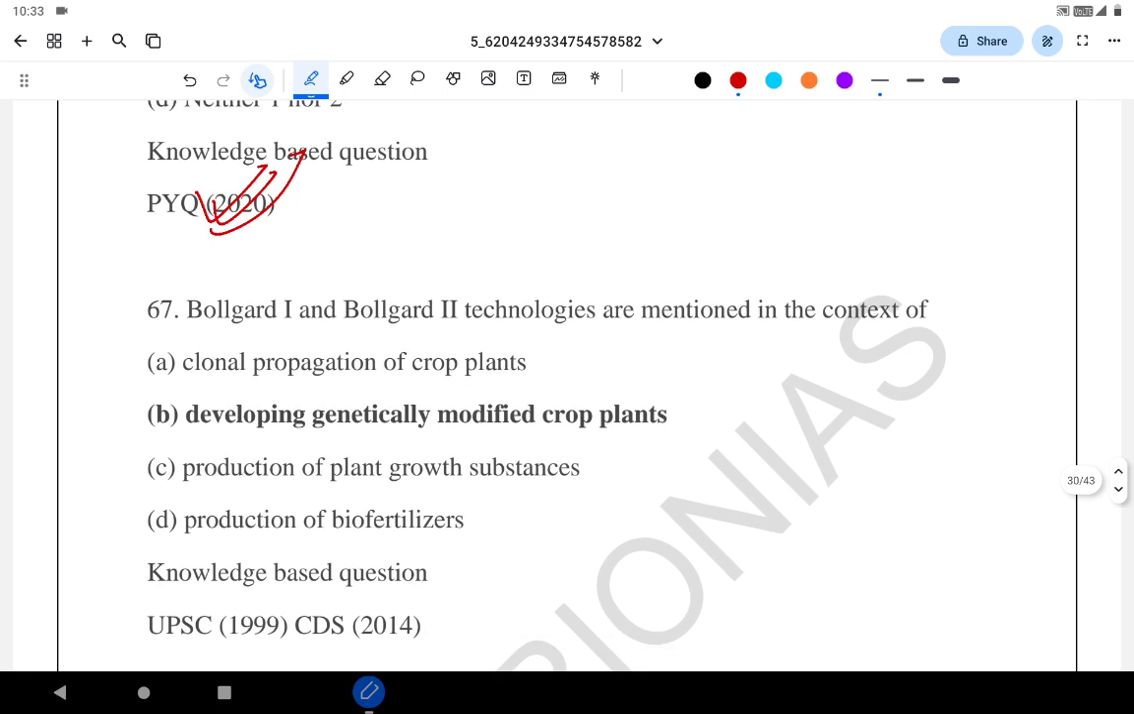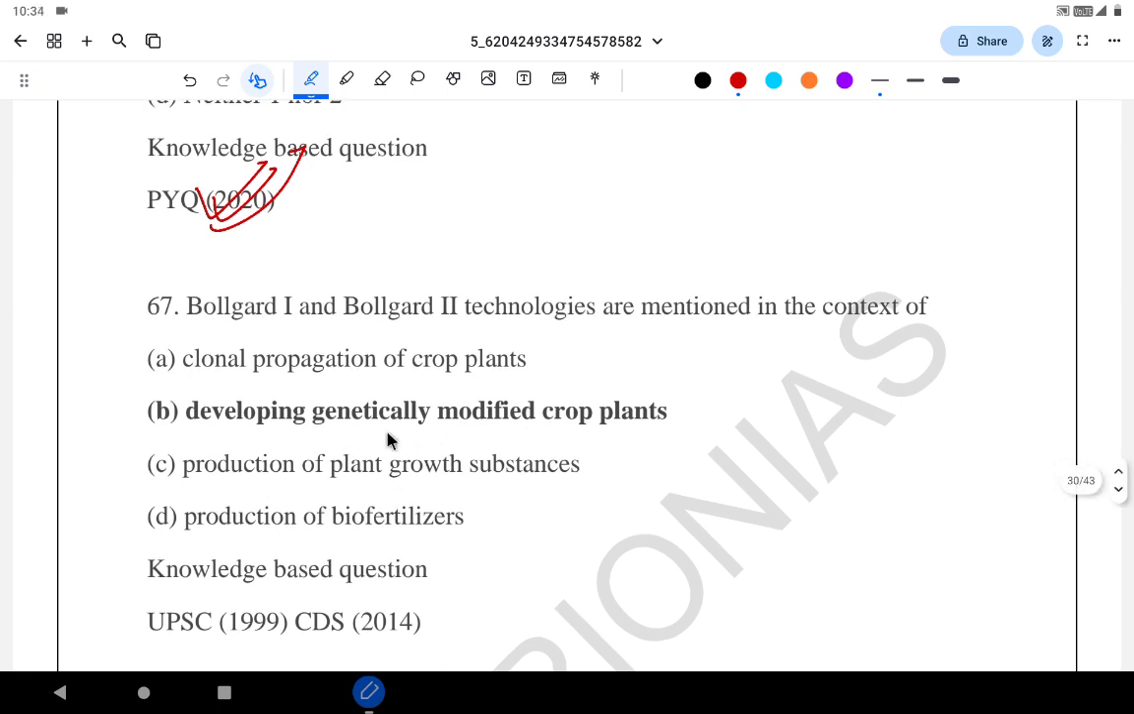Next question regarding the Bollgard 1 and Bollgard 2 technologies. They are mentioned in the context of developing genetically modified crop plants. See, this is a very easy question. Bollgard 1 and Bollgard 2 were in the news because of the BT cotton.